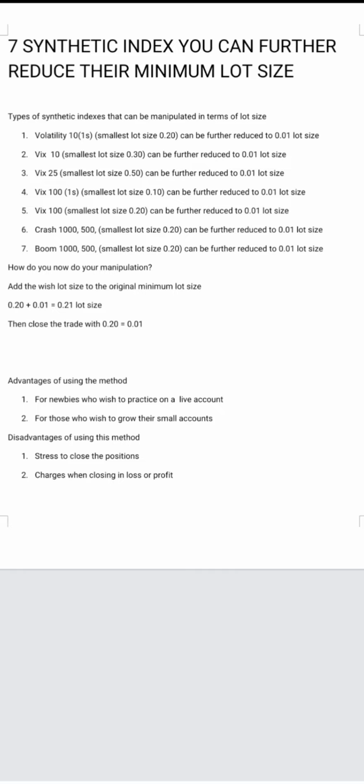Now that I've added my 0.01 to 0.20, all I need to do is open a position with the result of adding my wished lot size and the original minimum lot size together. So now that I've added it, I have 0.21 as the lot size. If I'm going to trade now, I'm going to trade with 0.21. Then I'm going to close that trade with 0.20. You may not understand, but when I get to my chart, you are going to understand this clearly.